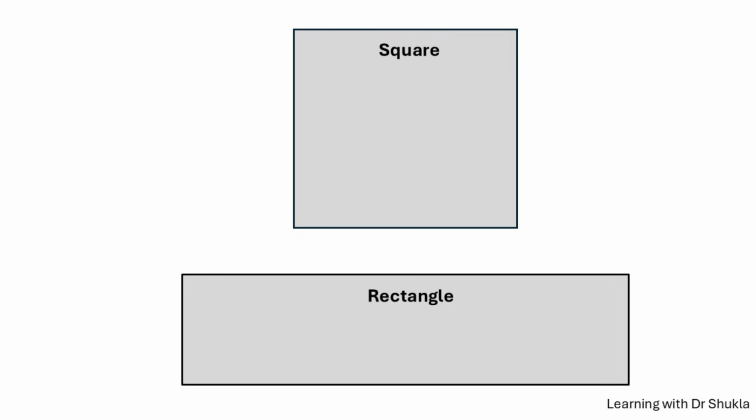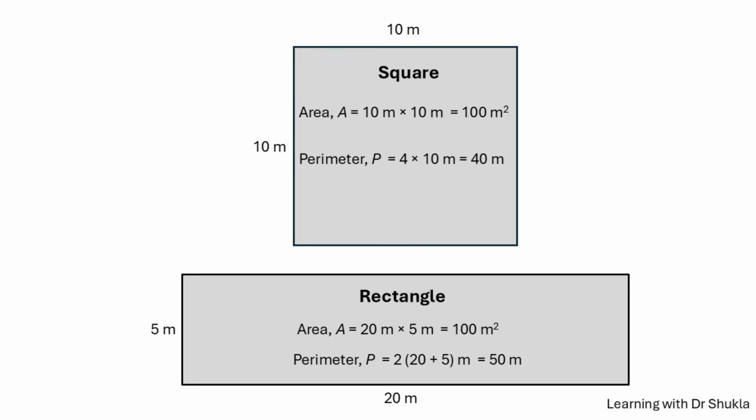Here is a question for you first. If two houses have the same floor area, which shape needs less wall? A square or a rectangle? Let us explore this using a very simple example. Imagine two houses, each having a floor area of 100 square meters as shown in this diagram.